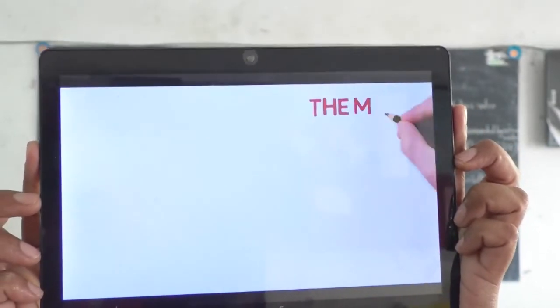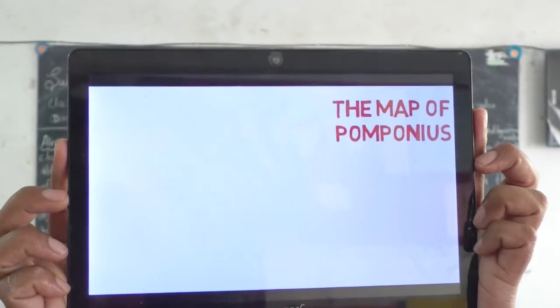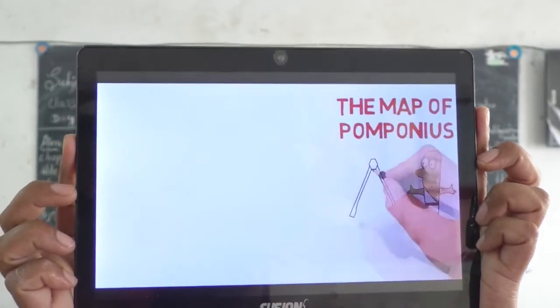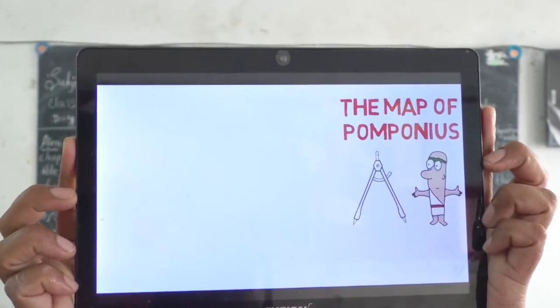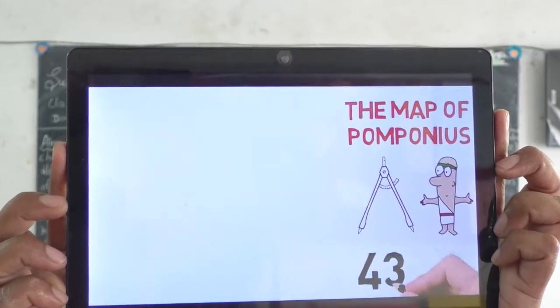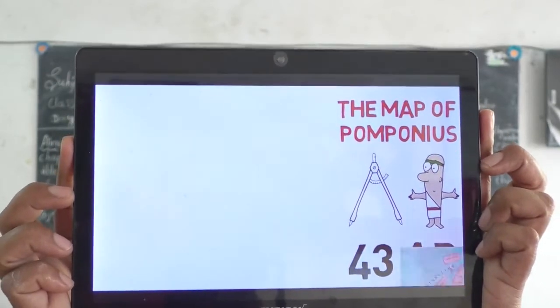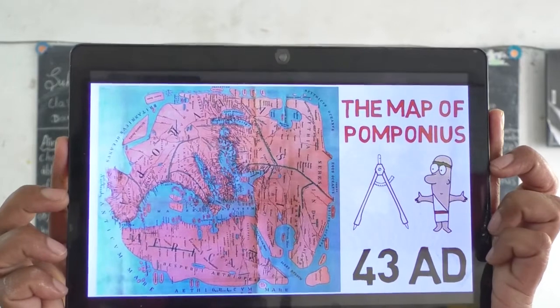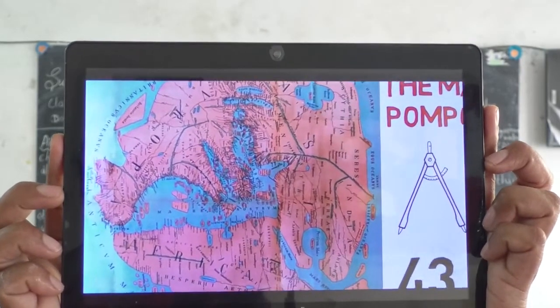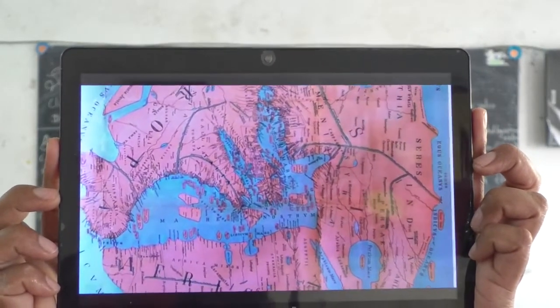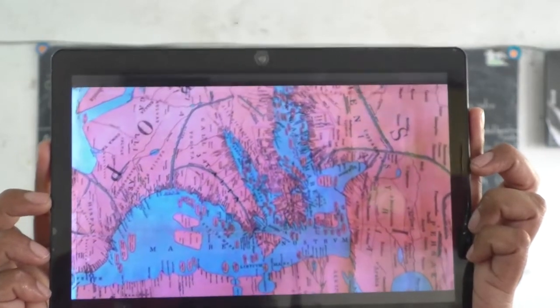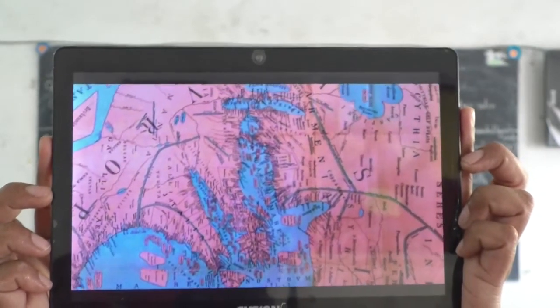Moving forward in time a little, we have the map of Pomponius Mela. Pomponius Mela was a Roman geographer in around 40 AD. He created this map of Europe, which is honestly one of the weirdest things I've seen. The distortion of both Italy and Greece is just completely insane. And Greece's islands stretch unbelievably north.